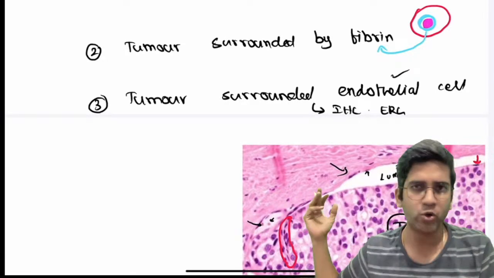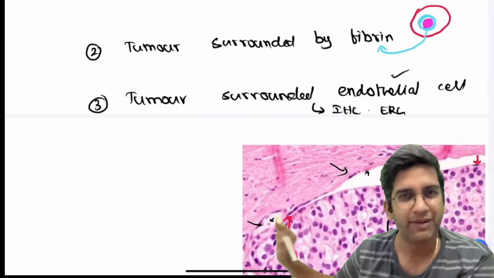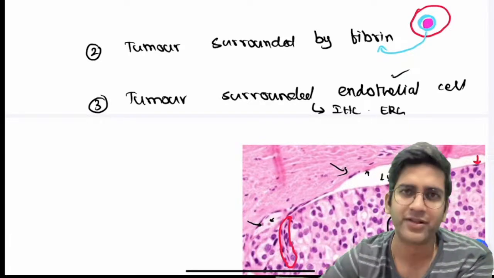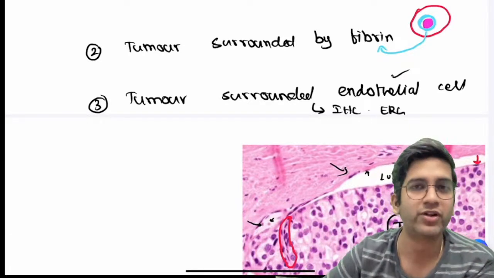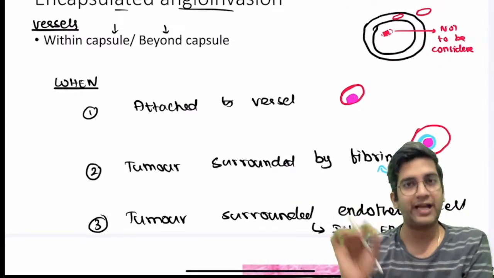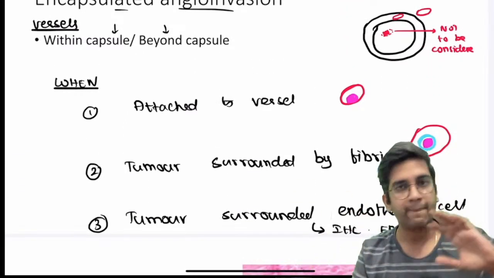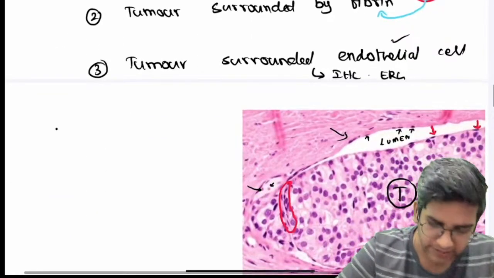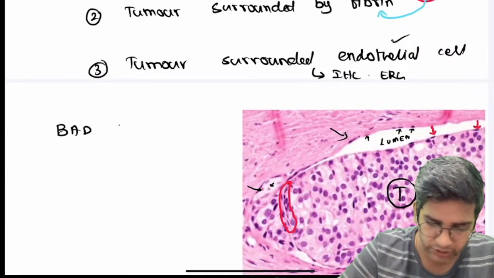If you require, do a marker. It's not required generally because you can appreciate that it's an endothelial cell. That's enough. Be confident, go ahead. See more cases, you'll never have a doubt at all. That's when I call it encapsulated angioinvasive. Perfect capsule, no infiltration, only angioinvasion, encapsulated angioinvasive. This definitely carries a bad prognosis.